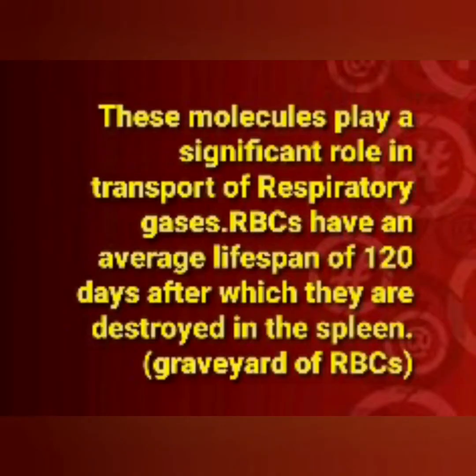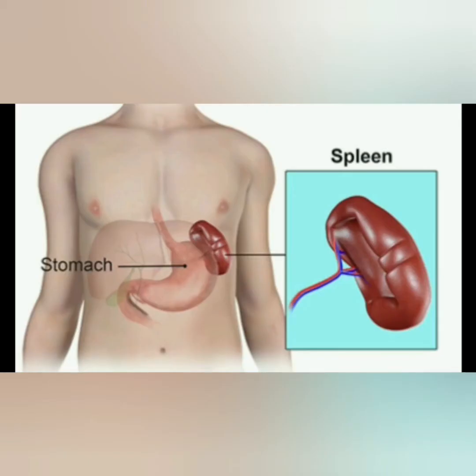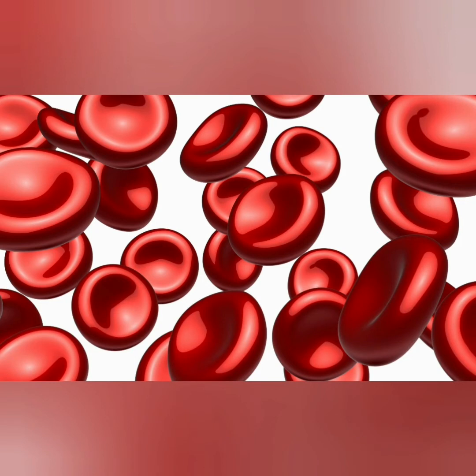These molecules play a significant role in transport of respiratory gases, about which we have mentioned in earlier videos. RBCs have an average lifespan of 120 days, after which they are destroyed in spleen. The organ is shown here, and therefore spleen is called the graveyard of RBC.